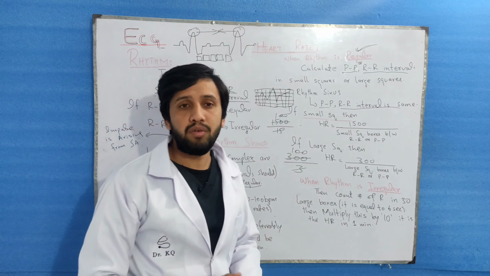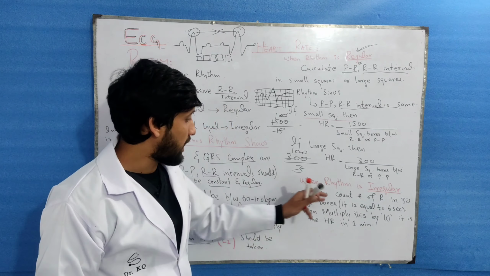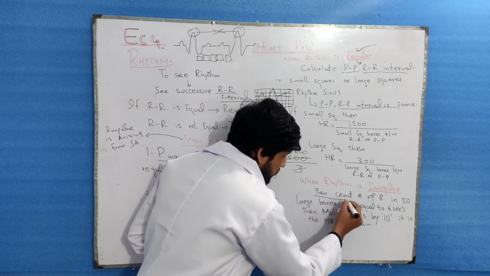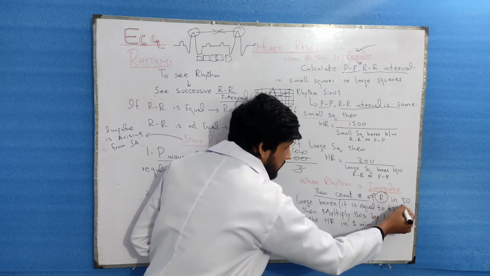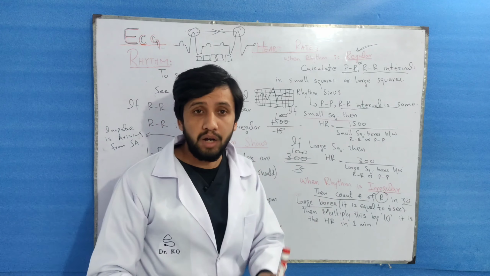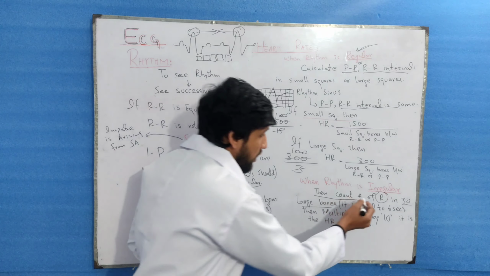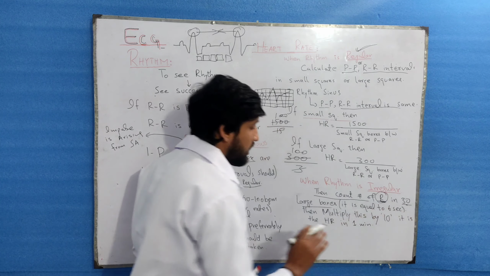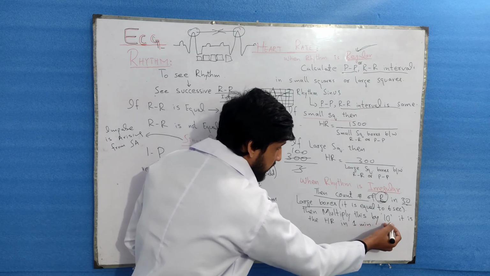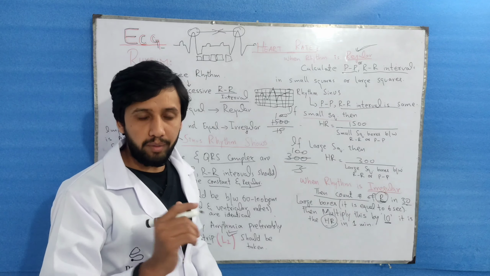If the rhythm of the heart is irregular, then the criteria will be different. Then you will apply this formula. Count the number of R waves in 30 large boxes. I have explained earlier that a large box contains 5 small boxes. You will calculate the number of R waves in 30 large boxes, then multiply it by 10. You will get the heart rate in 1 minute.